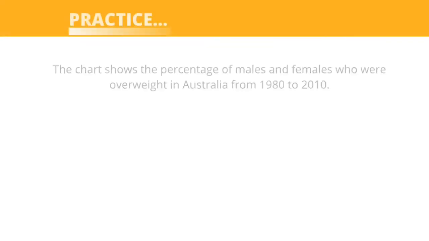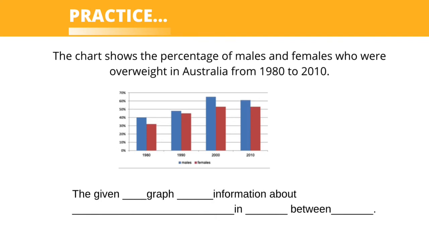Okay, now it's your turn. Let's do practice. The statement of the bar graph is: the chart shows the percentage of males and females who were overweight in Australia from 1980 to 2010. Pause the video and write your answers in the comment box.